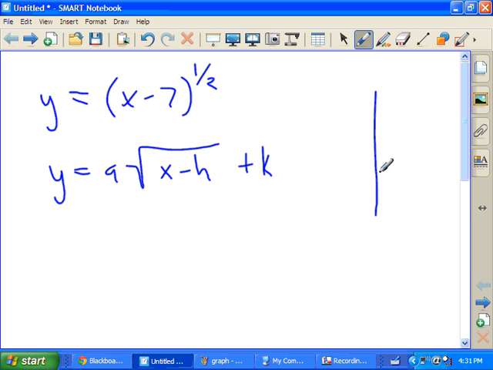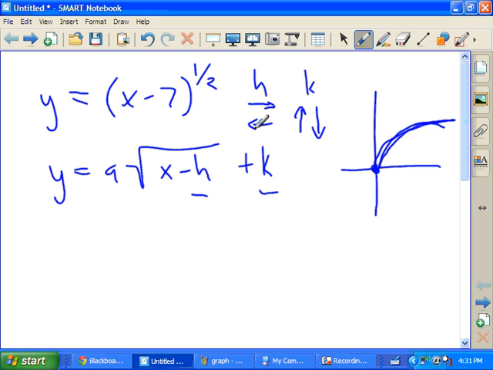We know that the graph of the square root of x looks something like this, okay? And this point where the graph starts can shift according to h and k. K can shift it up or down, okay? So let's remember that. K goes up or down, and the h is going to shift it either left or right, depending on whether it's positive or negative.